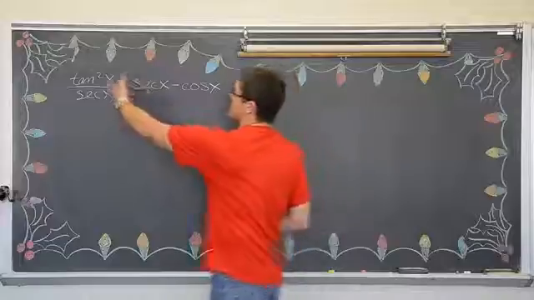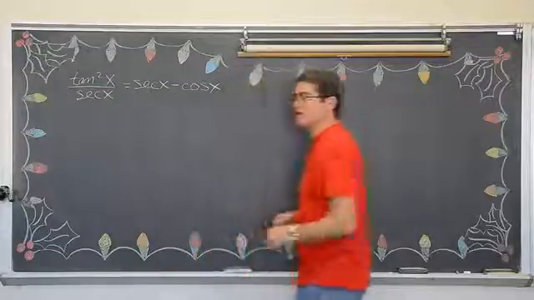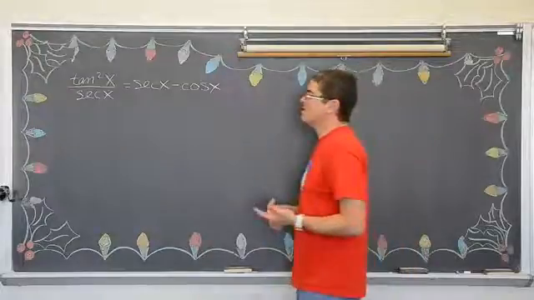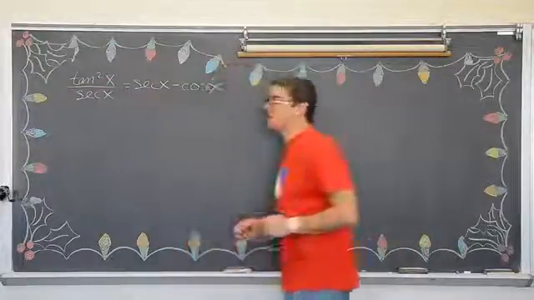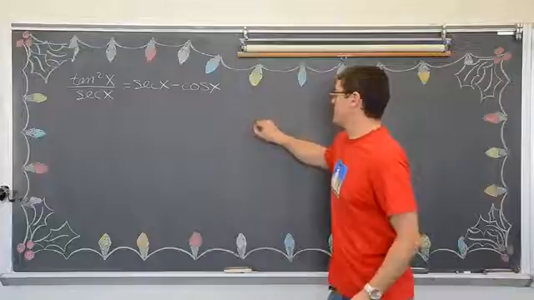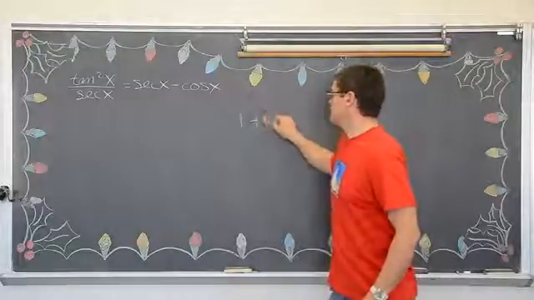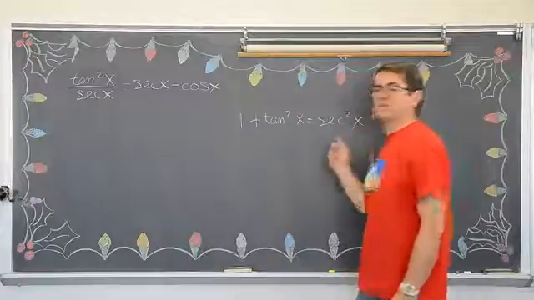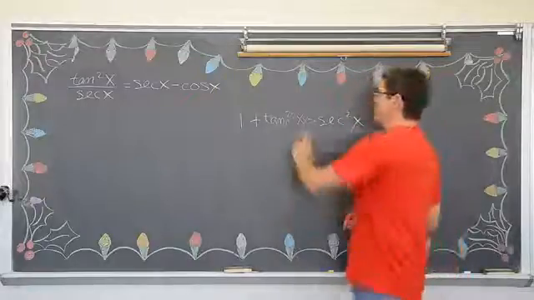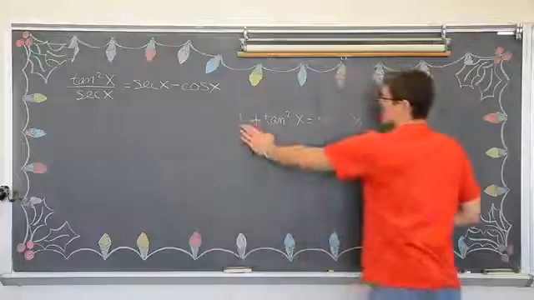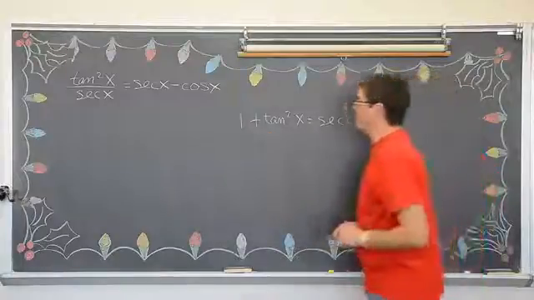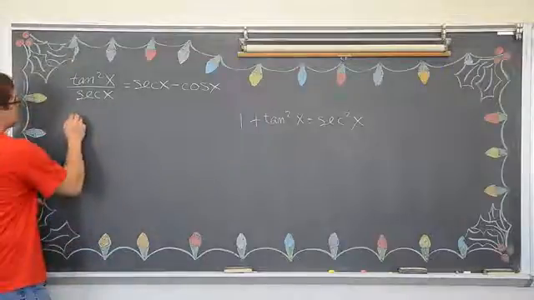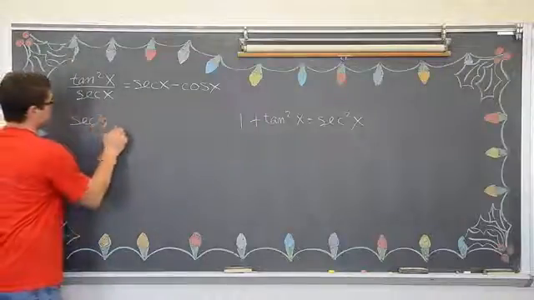So I see this tangent squared x, and I don't see any tangent functions on the left-hand side. So I'm going to take out tangent squared x, and one of our identities is 1 plus tangent squared x equals secant squared x. I'm going to use that Pythagorean identity to rewrite the numerator. I'm going to bring this 1 over to the other side and write that tangent squared x is equal to secant squared x minus 1.